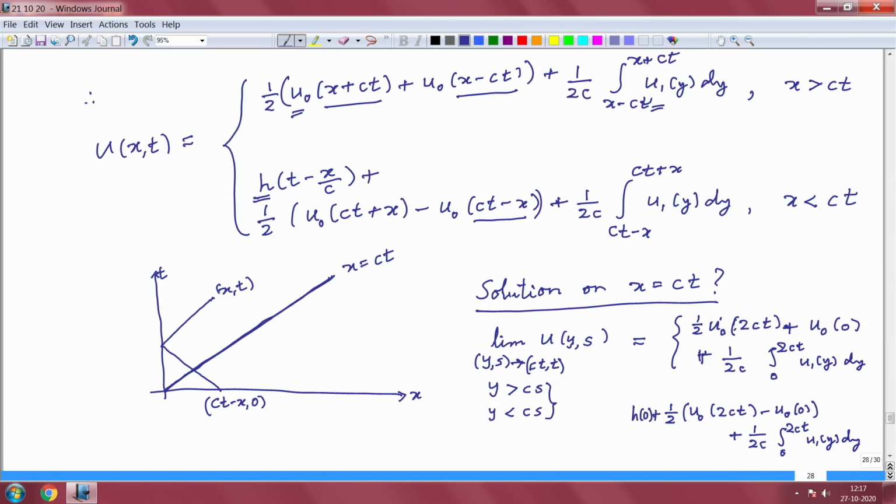With that we will come to the end of this class, and in the next class we will briefly study the Neumann boundary condition and see how the formula changes. It is a little more work, but we will do that so that you will get an idea of how the formula changes. Thank you.